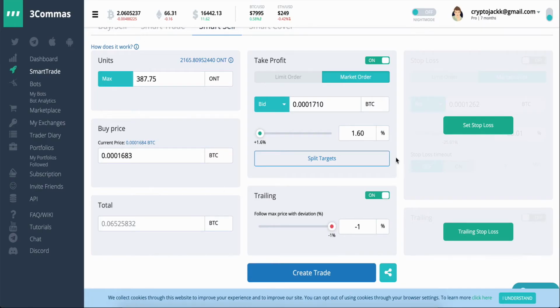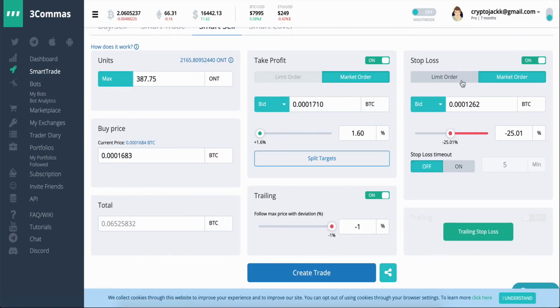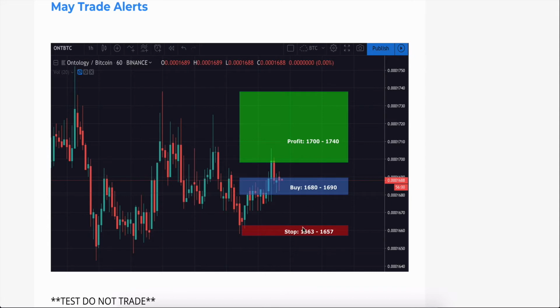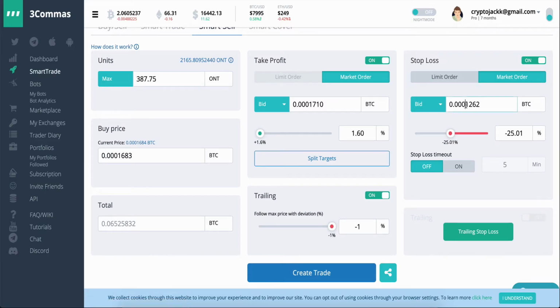We also want to set our stop loss. So stop loss, where could we set this? I'm going to set it to 1657, which is here. Again, you can choose where you want to set your stop loss. 1657 is where I'm going to be setting it. So you simply just type in 1657.